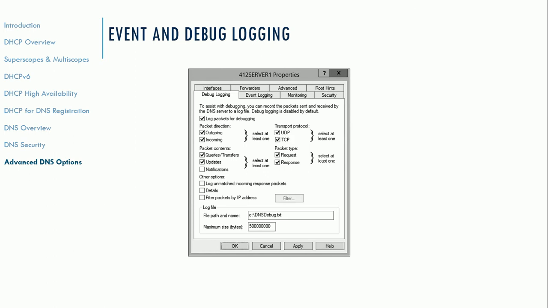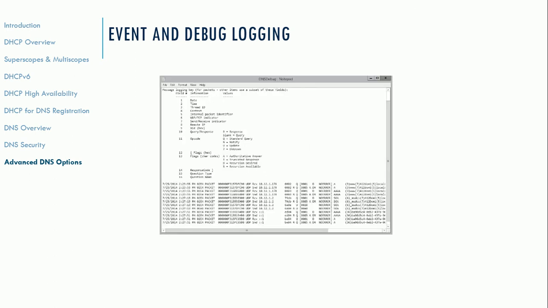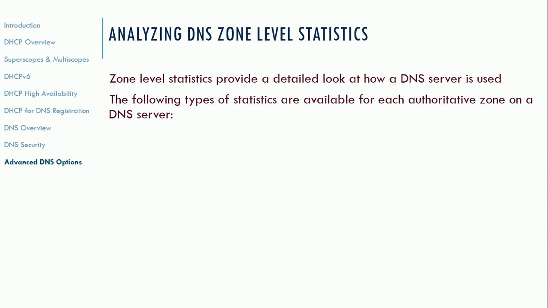So you can see here there's a whole bunch of options that you can turn on. I would caution against leaving this on all the time because it will bloat the log file, but it certainly gives you a lot of information, and this is an example of what that debug log looks like. So this can help you troubleshoot issues with DNS or with the DNS server in Windows. And then you can analyze DNS zone level statistics. So you get a couple different reports. You can show statistics for zone queries, zone transfers, and zone updates. And it can give you a good idea of how the DNS server is being used.